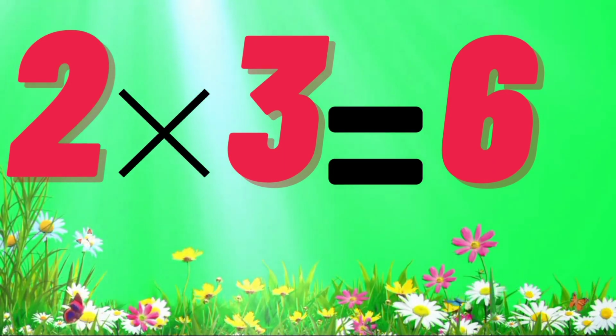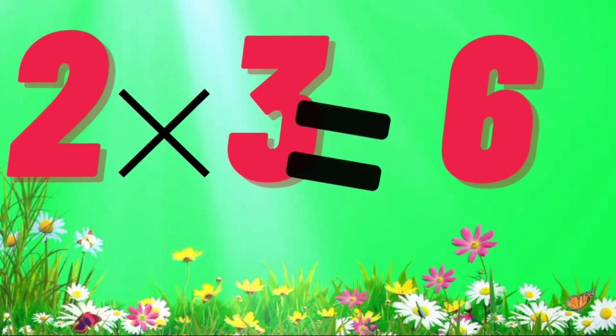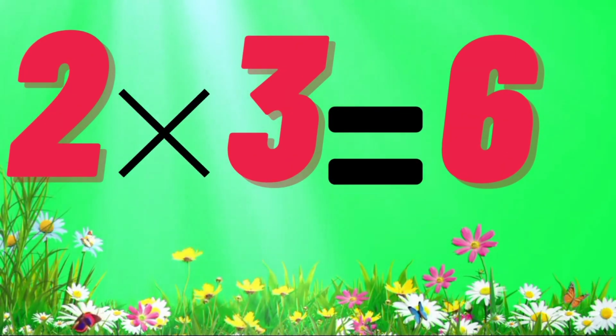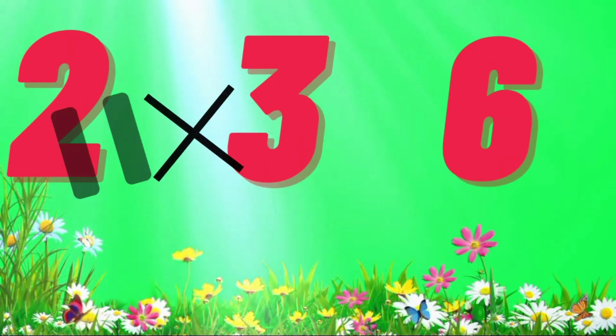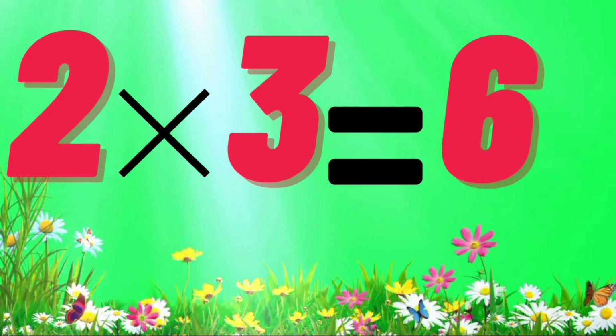2 threes are 6. 2 into 3 becomes 6. 2 3 times becomes 6. 2 threes are 6. Read as 2 threes are 6.